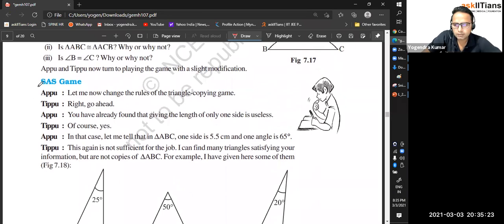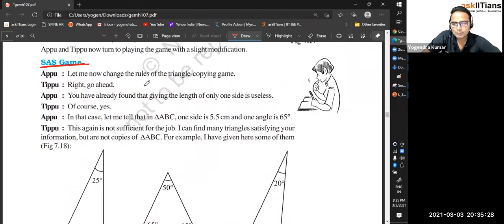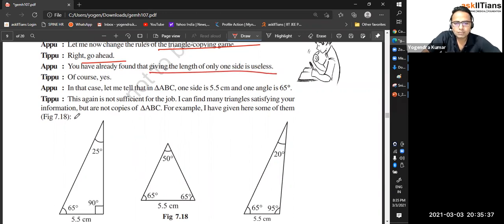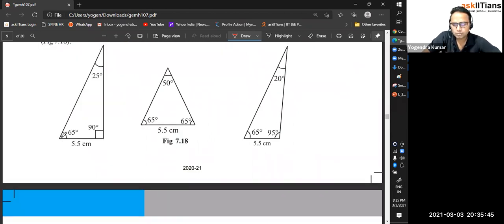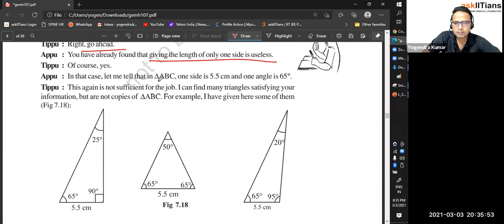Let's understand further. Let me now change the rule of the triangle copying game. You have already found that giving the length of one side is useless because we can draw so many triangles. Appu said, if I just give you 5.5, I can draw so many triangles. That is not sufficient, right? So let me say in triangle ABC, one side is this and one of the angles is 65 degrees.